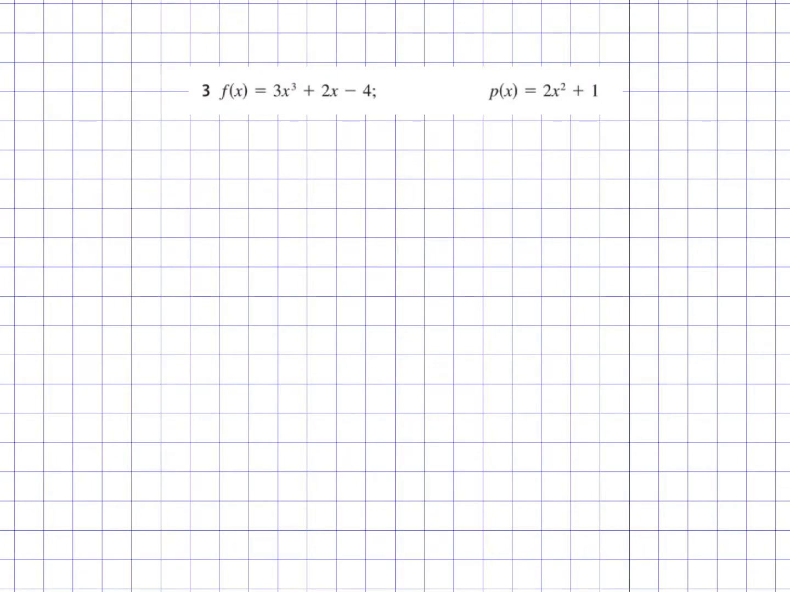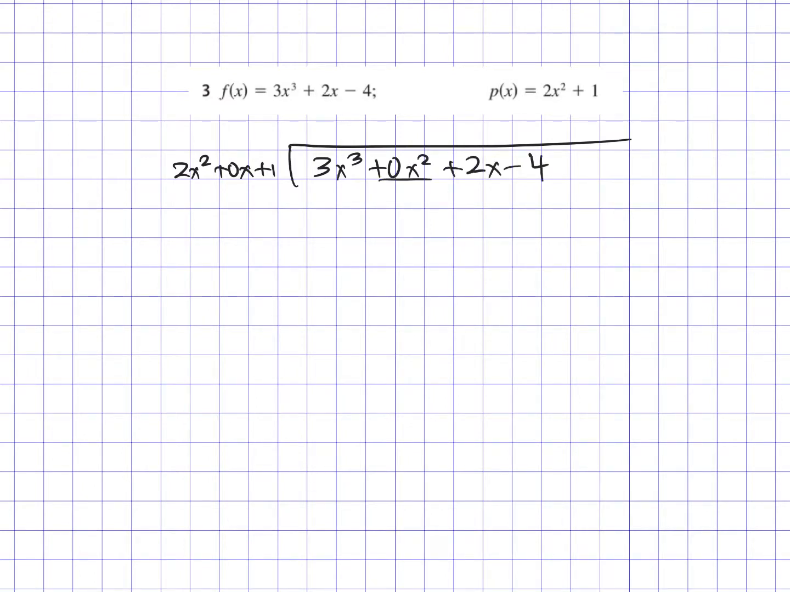All right, let's do this again. 2x squared plus 0x plus 1, and we get 3x cubed plus 0x squared plus 2x minus 4. Don't forget the placeholders. You have to have them. Now, you take 3x cubed and divide it by the first term here, and you get 3 halves x. So we're going to multiply by 3 halves x.